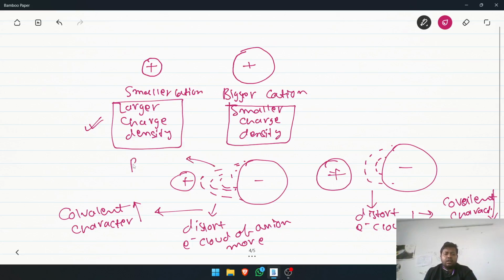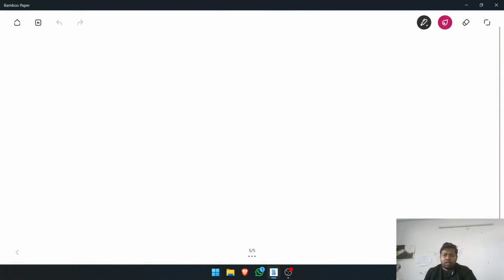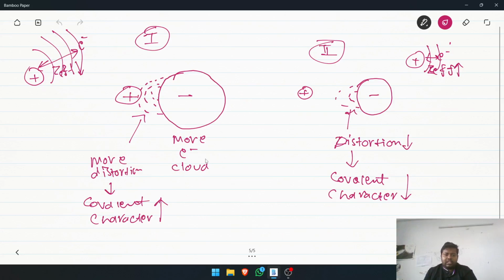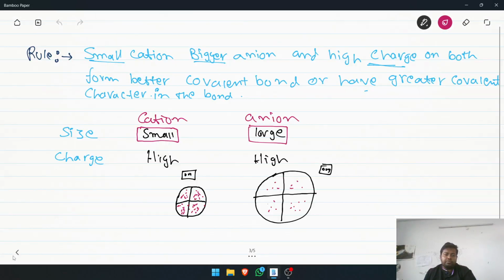Okay, so it can polarize more. And the charge is high in the anion, that means there is more electron cloud, more negative charge, that is more electron cloud. Okay, so its polarizability will be high. Polarizability will be high. Okay, so we have explained the whole Fajan rule for you.